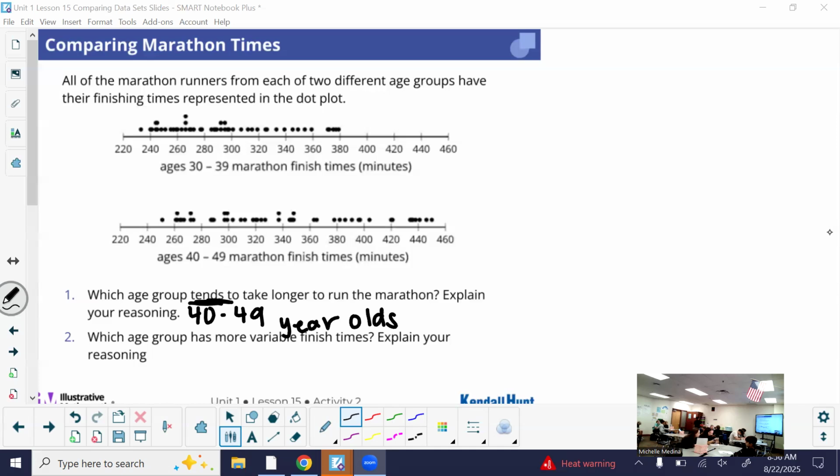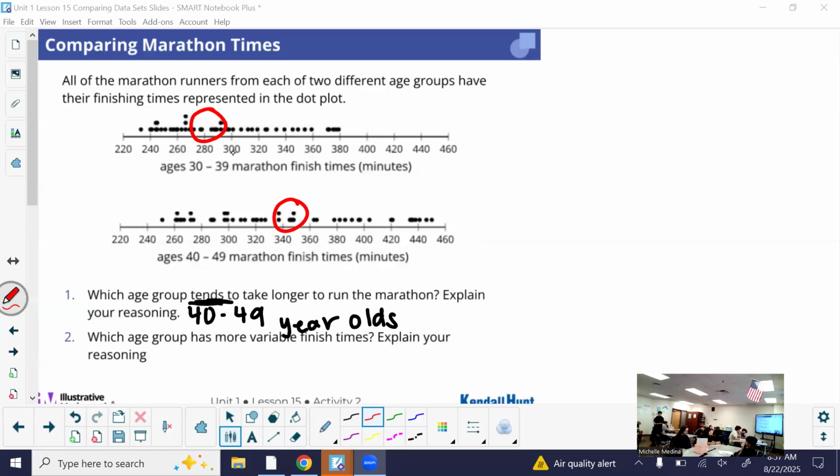So like if I had to estimate it for the 30 to 39-year-olds, visually it looks like the middle would be somewhere around here. For the 40 to 49-year-olds, visually the middle looks like here. Right? And these happen to be aligned with each other, like they're the same number lines. We know that to the right on the number line, the numbers get bigger or smaller? Bigger. So just visually comparing, or you could estimate the numbers, the 40 to 49-year-olds tend to take more minutes than the 30 to 39-year-olds.